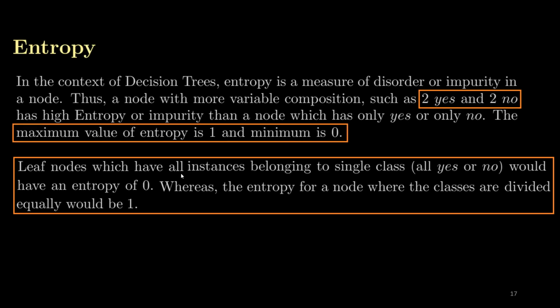The leaf nodes which have all instances belonging to a single class would have an entropy of 0. That is, those children nodes especially, where the classification has been finalized, have entropy equal to 0, because all the samples belong to a single class. On the other hand, a node where the classes are divided equally has the maximum value of entropy.